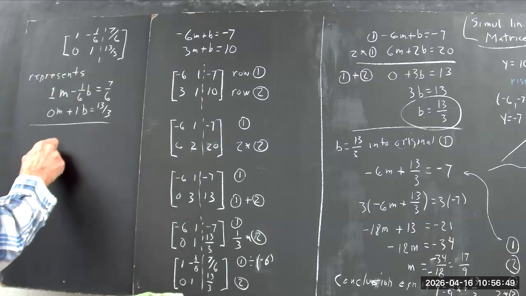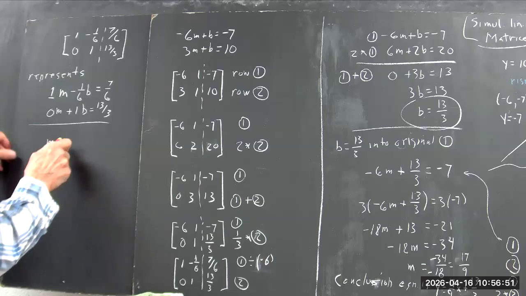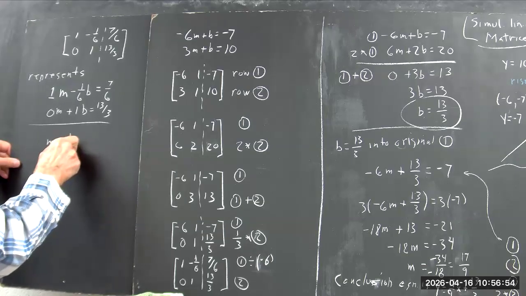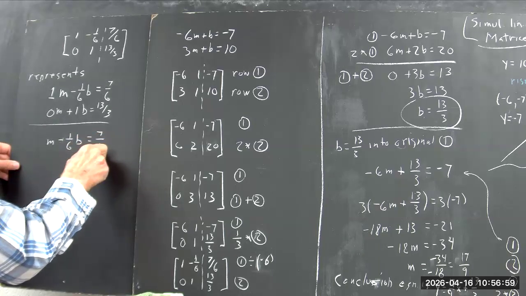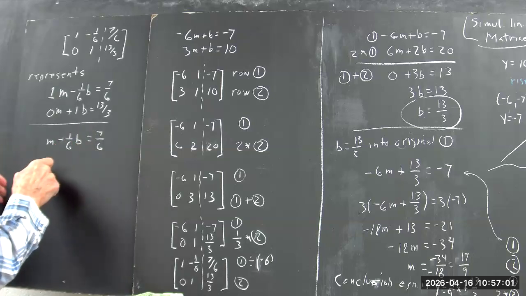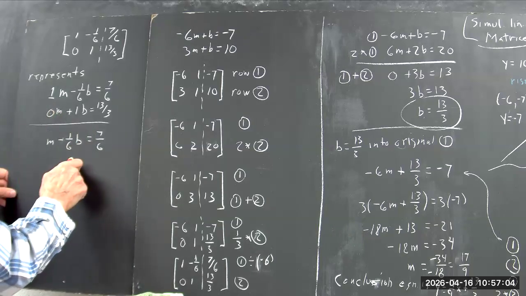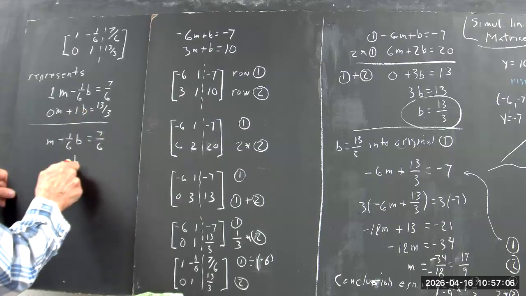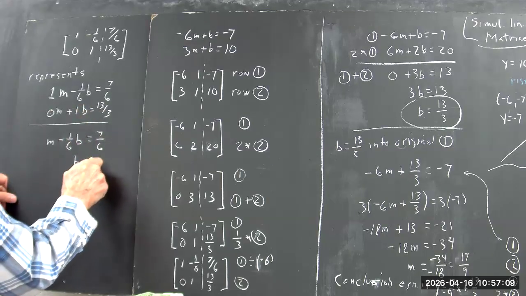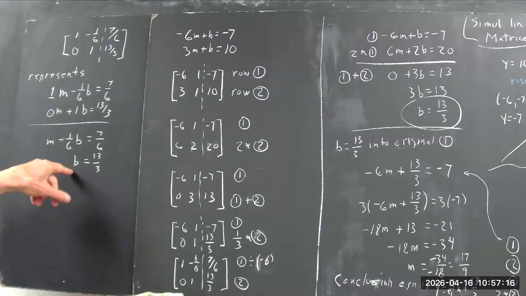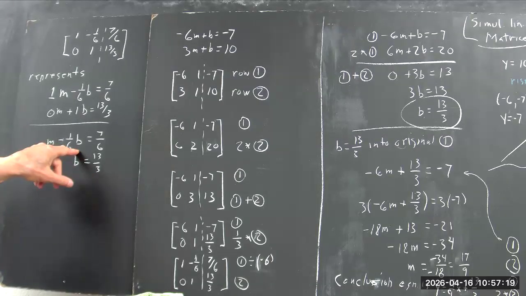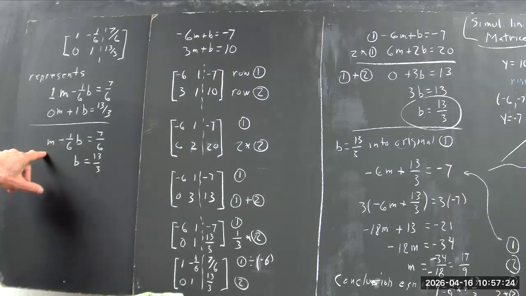Now I can rewrite that more coherently. 1m is just m. -1/6b equals 7/6. And 0m doesn't even have to be written. 1b is just b, writing the second equation, equals 13/3. I can take the b equals 13/3 and replace b in the first equation. And that gives me an equation I can solve for m.